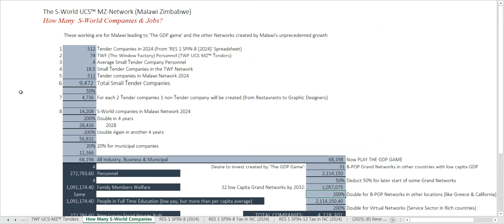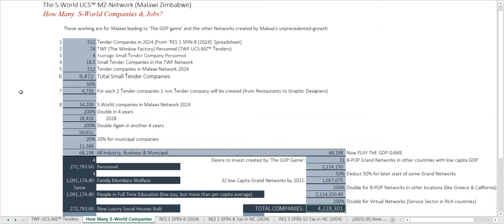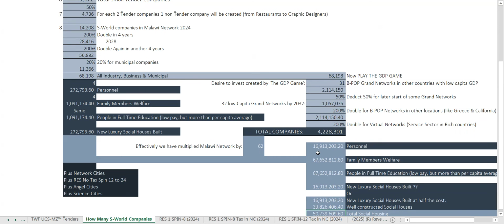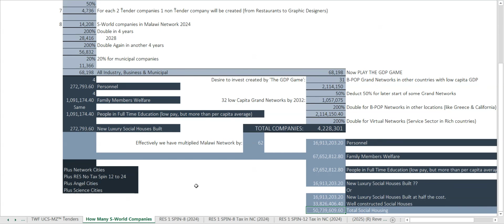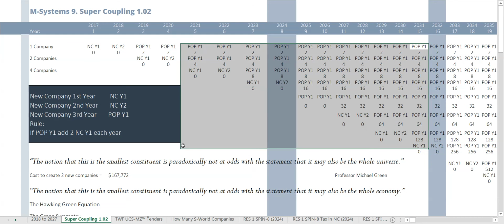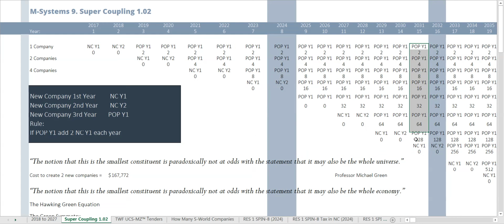Theoretically, we should double this for Greece, California, countries that are not abject poverty, and we should double it again for virtual networks for 4 million companies, which we can see creates the following: 16 million personnel, 67 family members in the welfare, 67 million people in full-time education, 50 million houses. Okay, so if we just go back to supercoupling, in place of this one company, we now have 4 million.